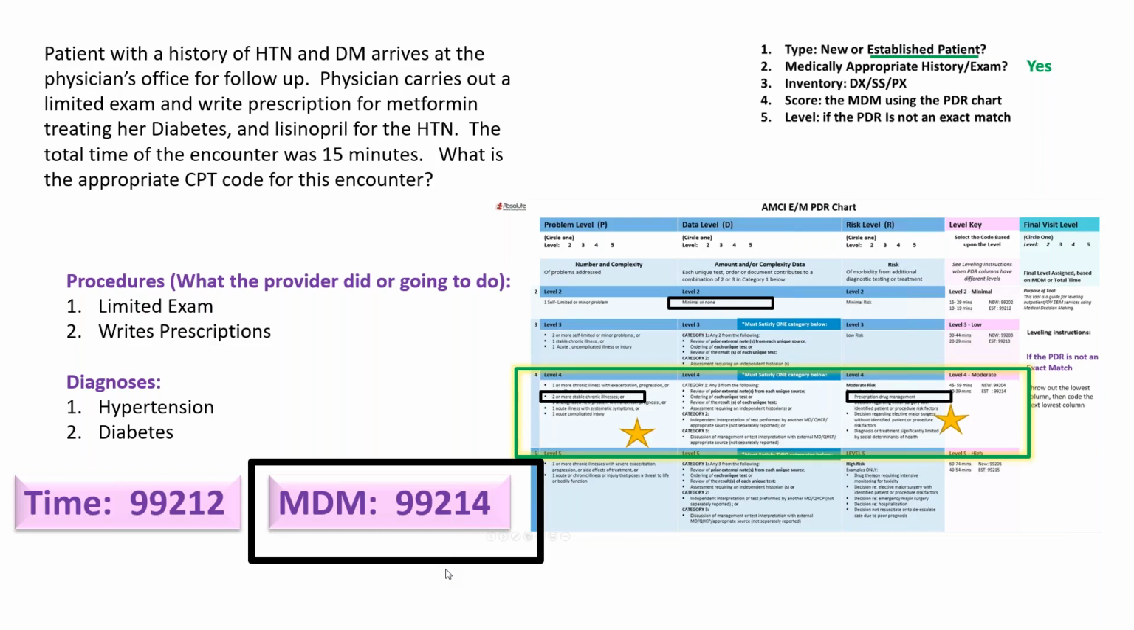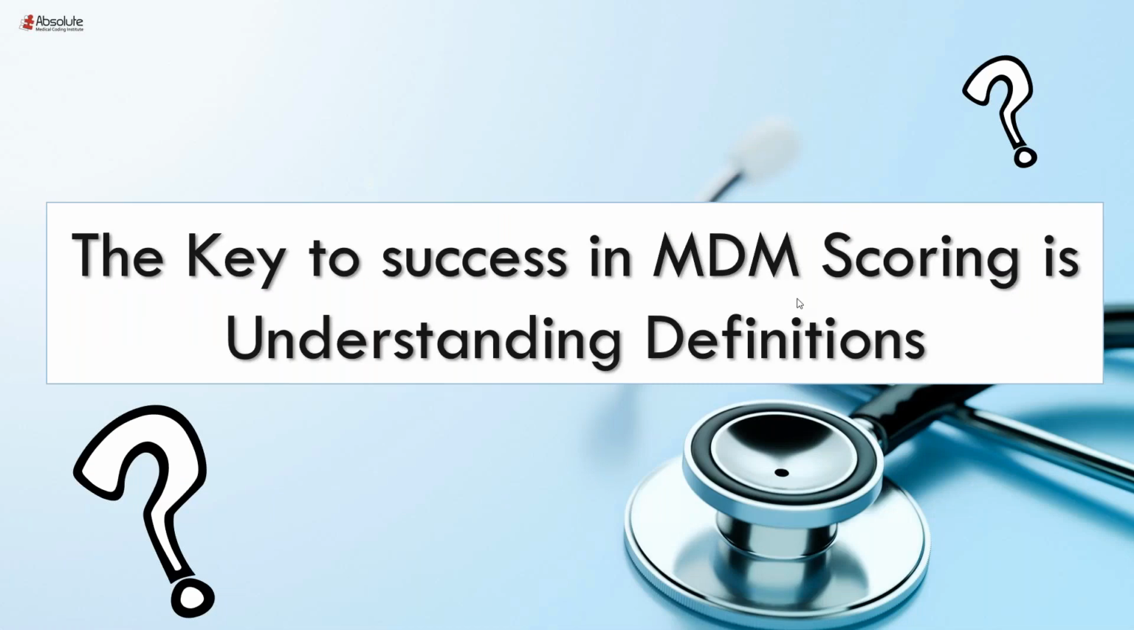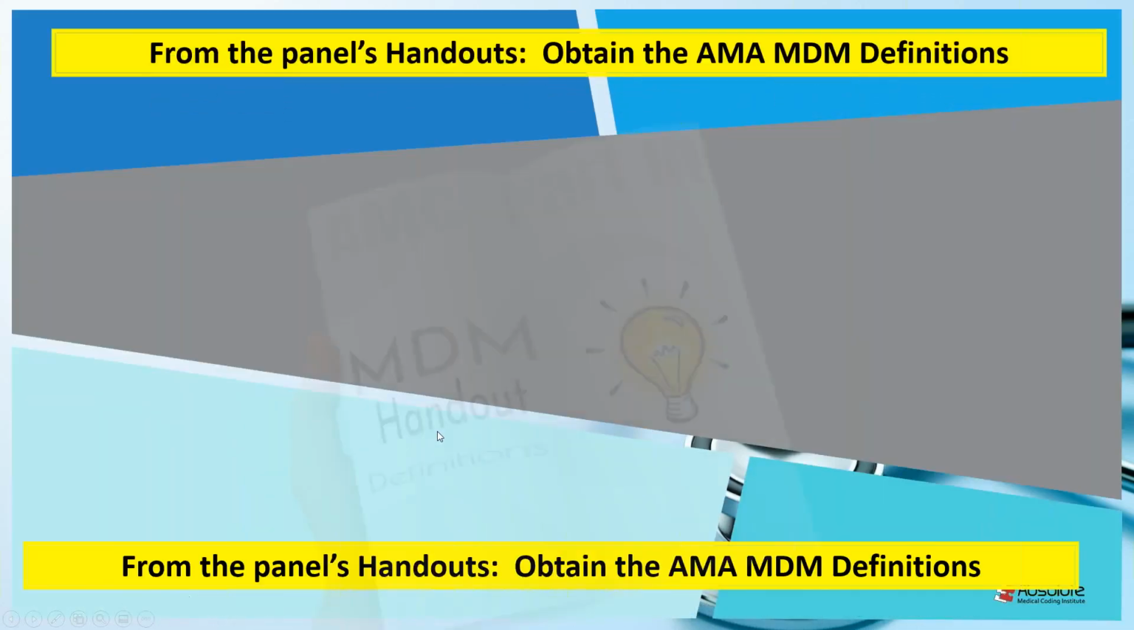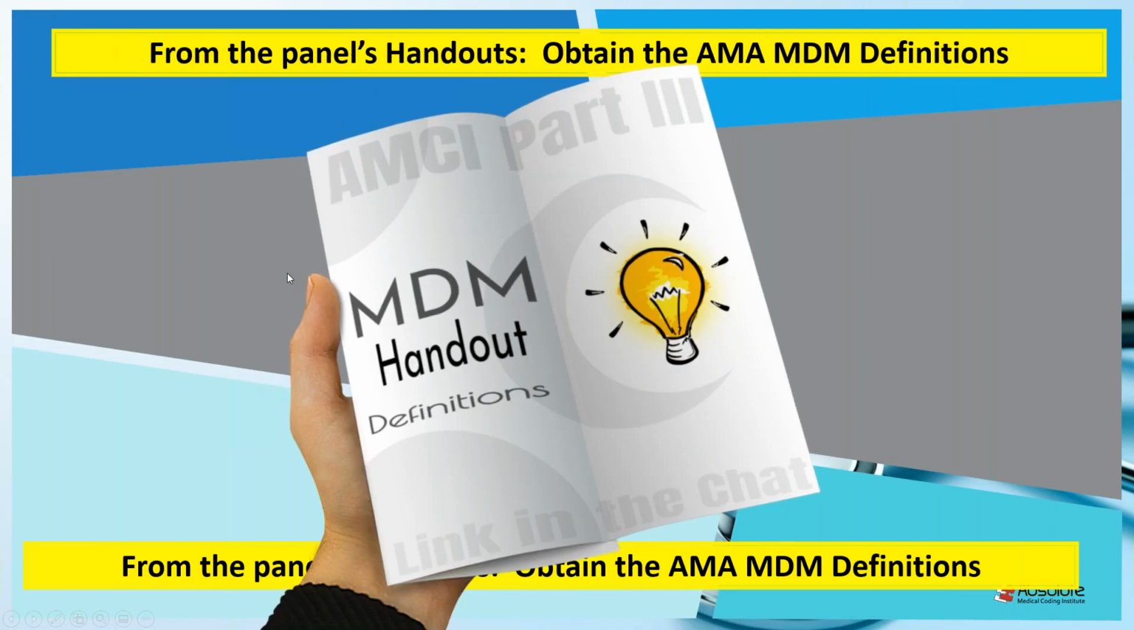So the key to success in MDM scoring is understanding the definitions. And don't forget, click on your handout and look at your definitions, and those definitions are still in your CPT manual and always will be. And that means you're going to carry them with you to the exam. However, you're not going to need to look at them. By the time you do all of the scenarios, you're going to kind of know them. All right. So this is what the definitions look like.